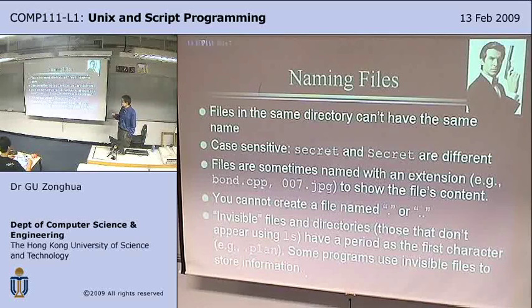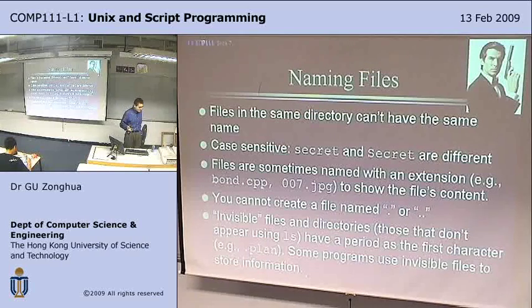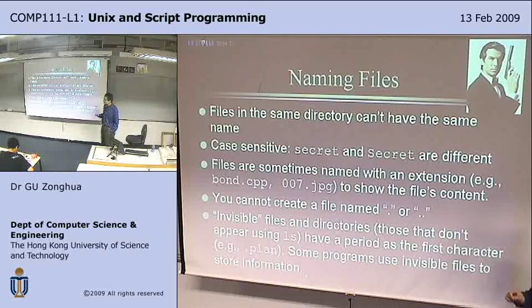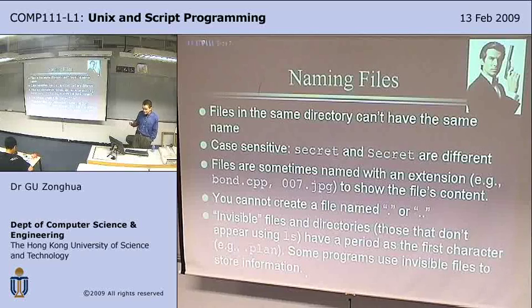But the extensions are used really for the human users and also for the program to know which program to use to open this file. So if you change the extension, it doesn't affect the content of the file. It's just a convention. You cannot create a file named dot or double dot, because these are special names reserved for the current directory and parent directory.